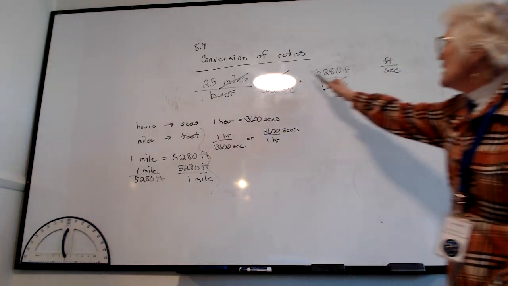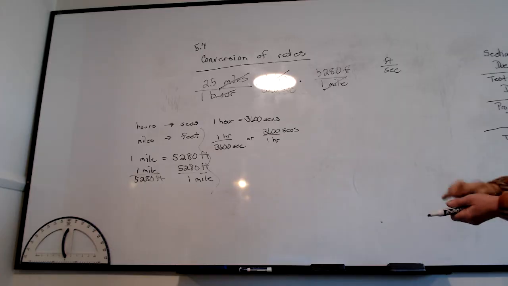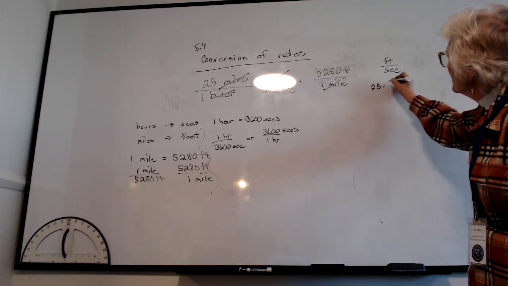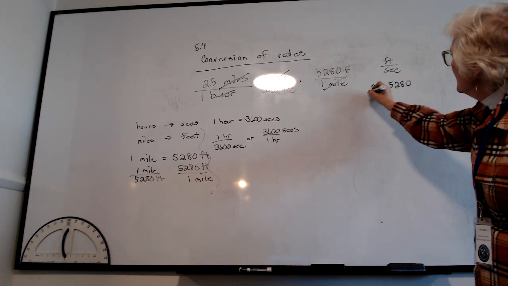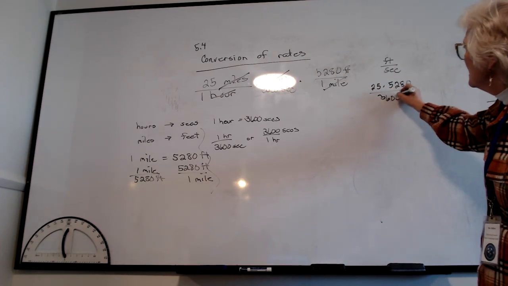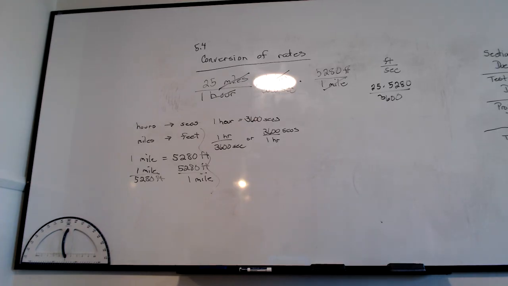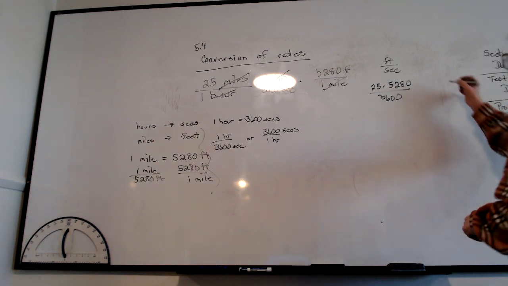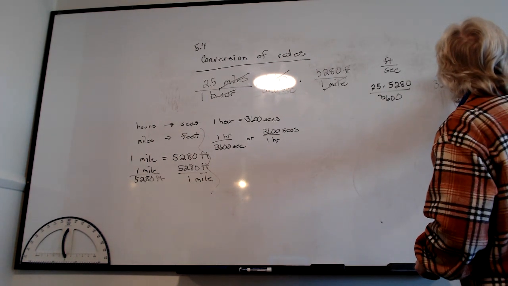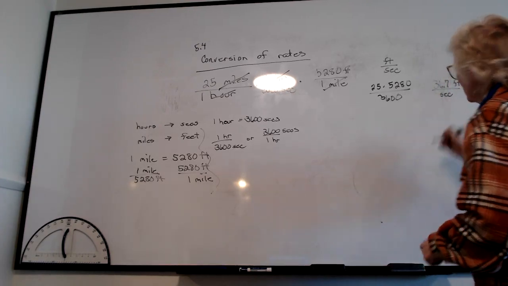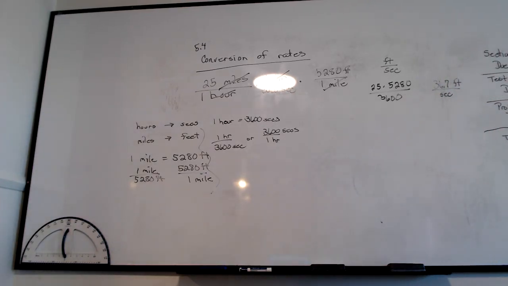Now we multiply these and divide by that. So our answer would be 25 times 5,280 divided by 3,600, and that would give the answer in feet per second. What is that? Somebody do that multiplication for me? 36.7 feet per second. Can we do meters per second? You can do meters per second. You have to have the conversion between feet and meters.